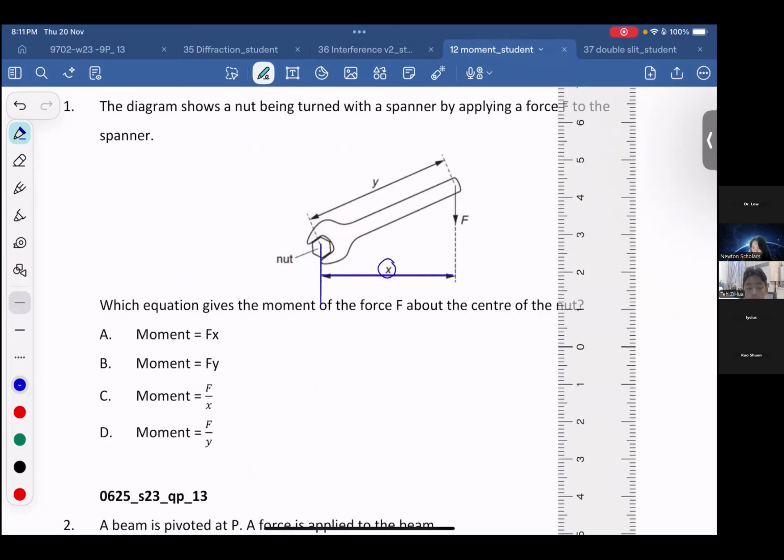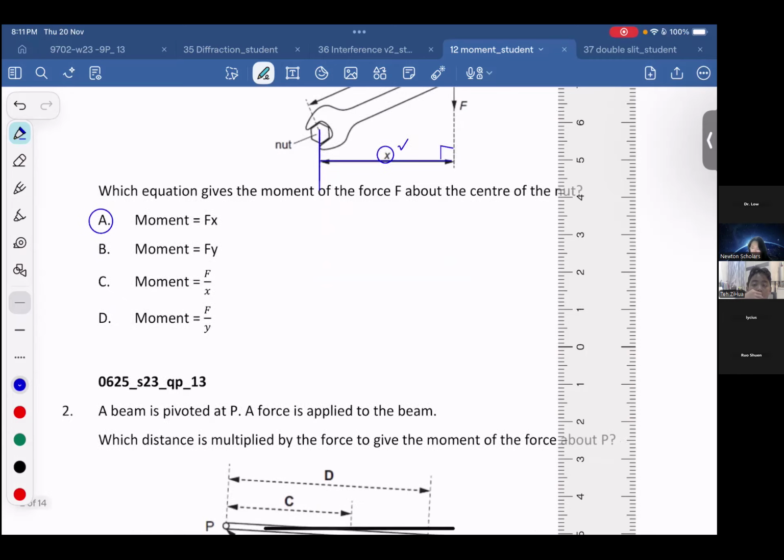So your distance actually is x. You see, 90 degrees to the force from the pivot. Pivot is the point that is fixed, fixed. It cannot move. So here, our answer should be A.